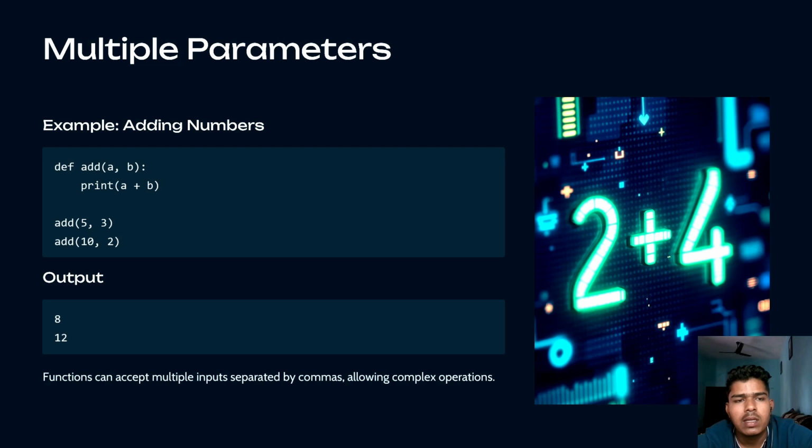Multiple parameters, like example is adding numbers. Def add a comma b, print a plus b. Add 5 comma 3, add 10 comma 2. Here print a plus b means a value is 5 and b value is 3. Then we get output 8, like a plus b, 5 plus 3 is equal to 8. And the second one is 12, 10 plus 2. So functions can accept multiple inputs separated by commas, allowing complex operations. So हम function में एक से ज्यादा input दे सकते हैं, like 8 and 12, like this.